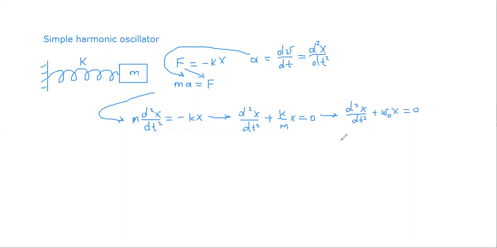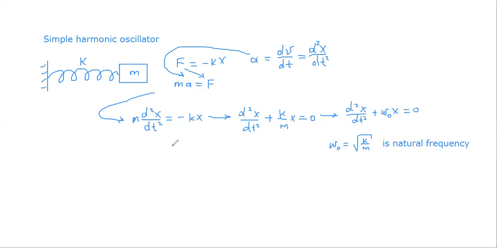And what is omega 0? Omega 0 in this case is equal to the square root of the spring constant divided by mass, and this is the natural frequency. This is the natural frequency.